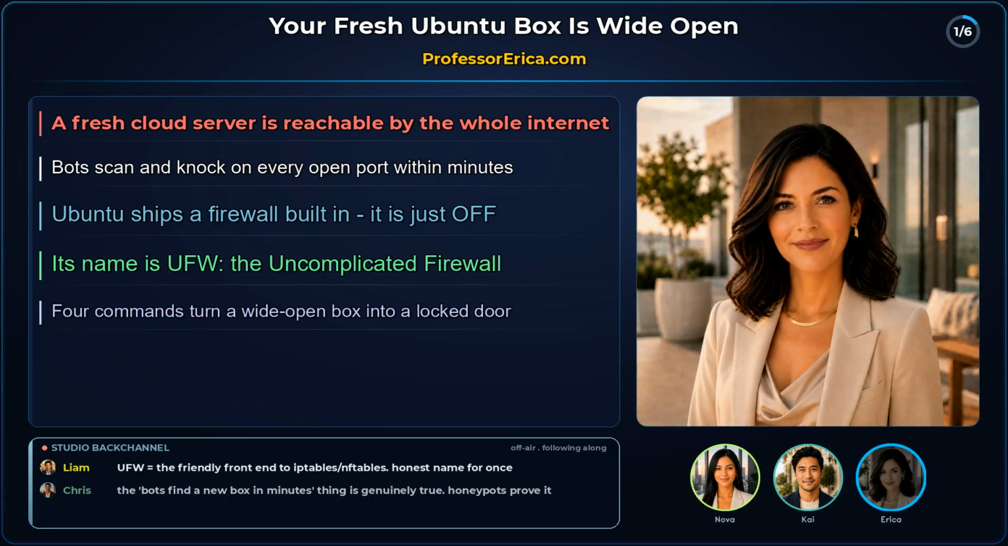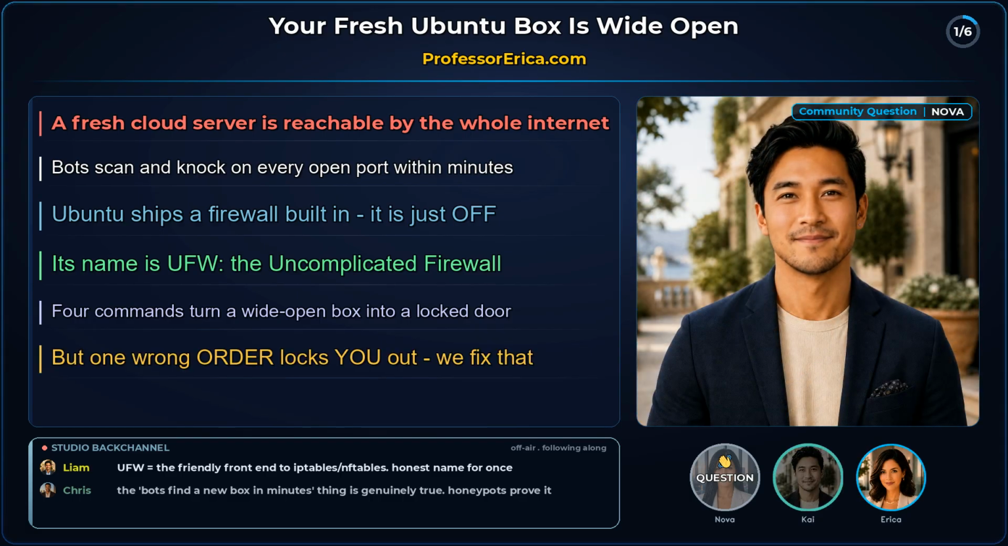Perfect question, and it frames the whole episode. Off means every incoming connection is allowed by default. On, configured the way we will show you, means everything is blocked except the few things you explicitly open. That is the entire idea of a firewall, and it is just a handful of commands.